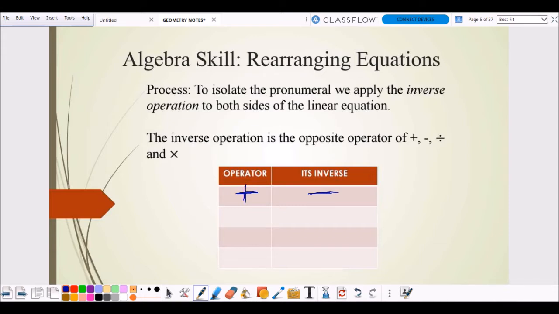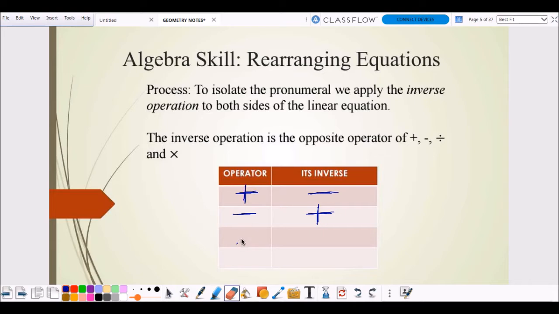If you have minus or takeaway as your operator, what is its inverse? What's the opposite of minus? Plus, good, or addition. What about for multiply? Divide. Okay, that's very bad. Multiply. Let's fix that. So divide.